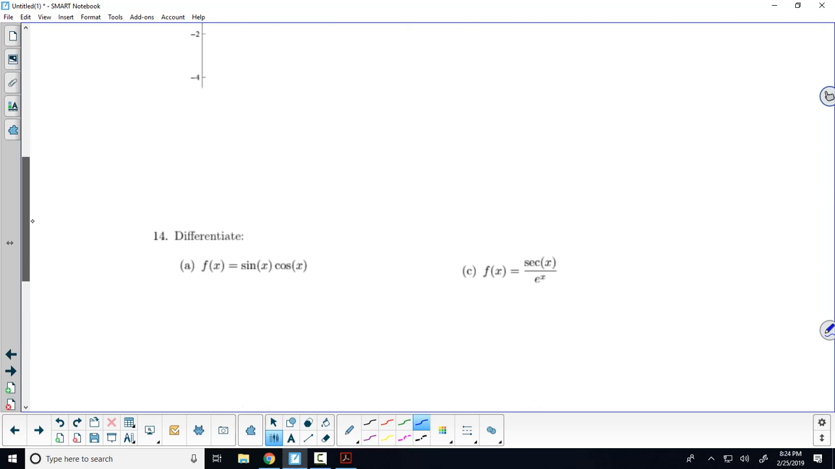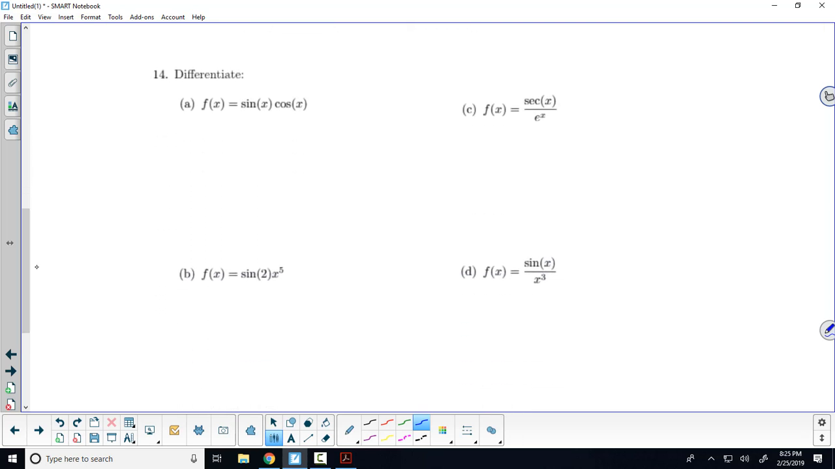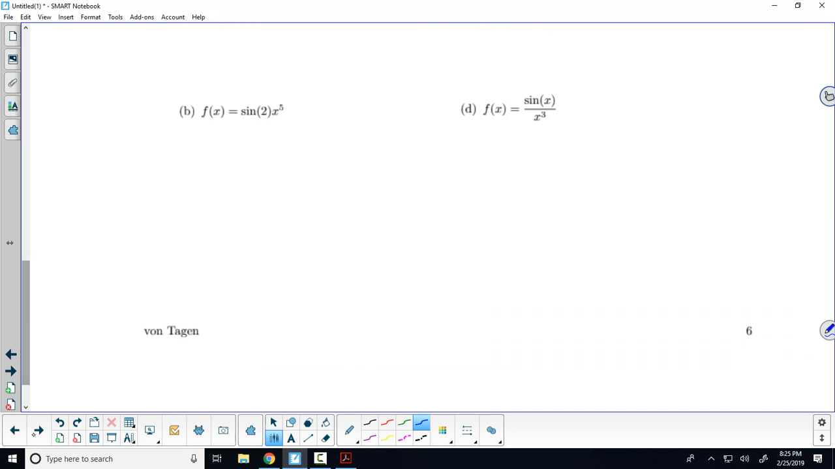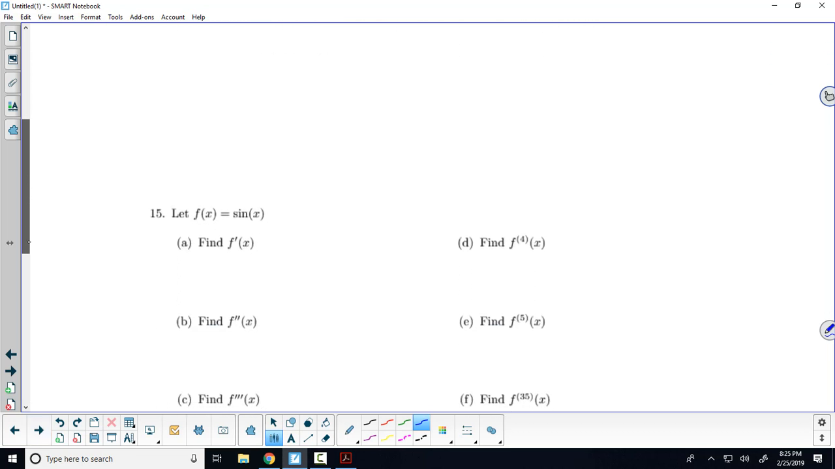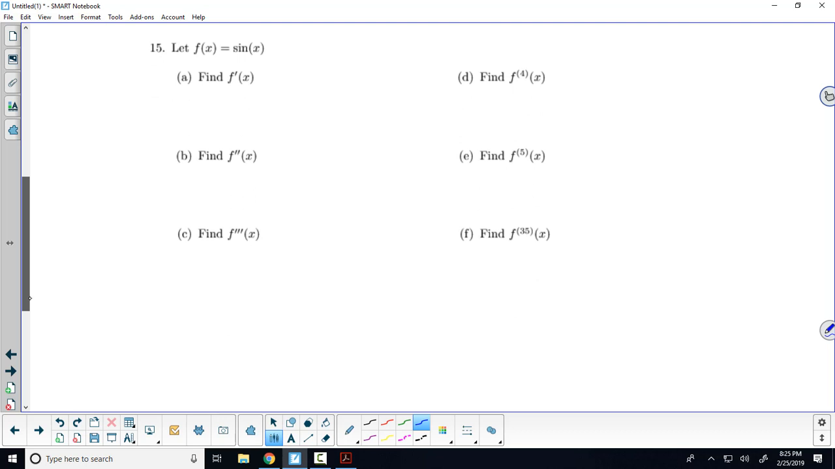Okay, folks, here you get some chance to practice these. Please take a look at them. I want to show you this one real quick. What is the derivative of the sine of x? Cosine of x.